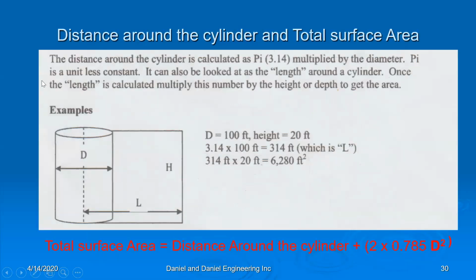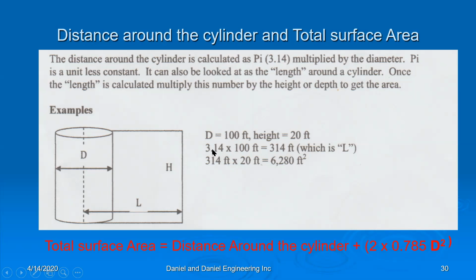And just to reinforce the one with the area around the cylinder, I want to compare it with the total surface area, because that will come up. Again, the area around the cylinder will be the area around the periphery here. And think about it, if you cut it down and spread it open, that's this area.